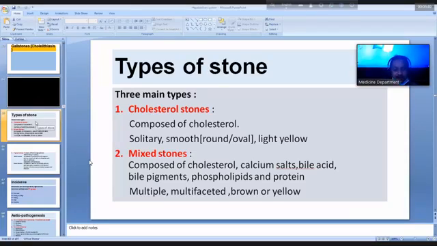So before going into details, we have to know what are the common types of the stone that is formed in the gallbladder.